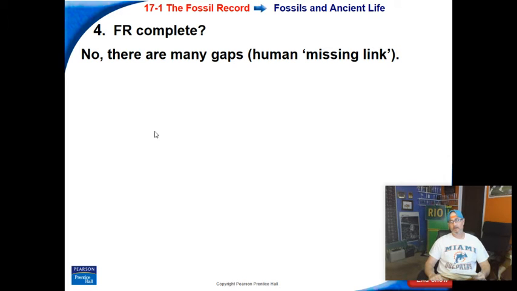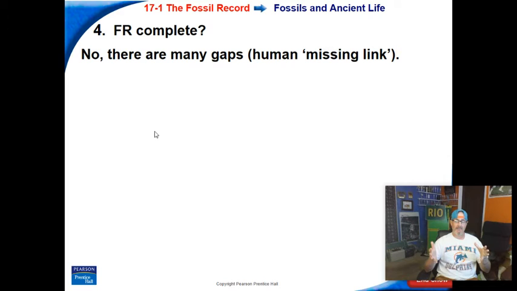All right, is the fossil record complete? No, there are lots of gaps in lots of different animal and plant groups. For example, the gap in the human fossil record is referred to as the missing link. We have a lot of evidence and a lot of fossil record on recent hominids, and by recent I mean just over the last million years or so.